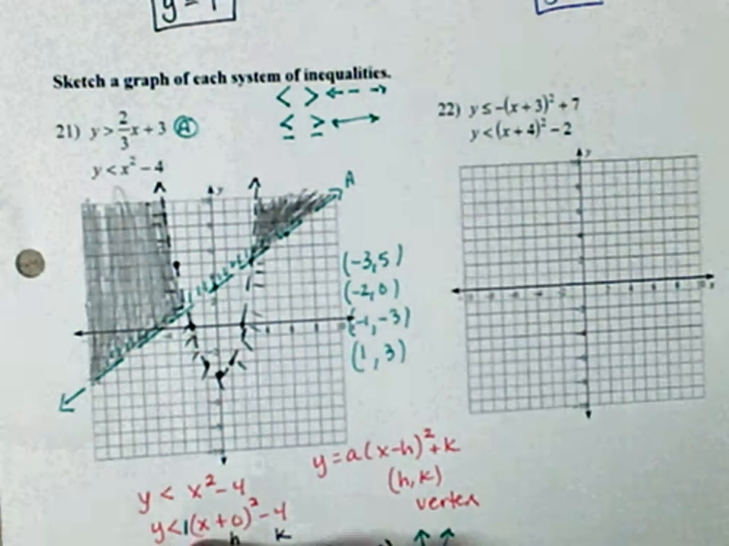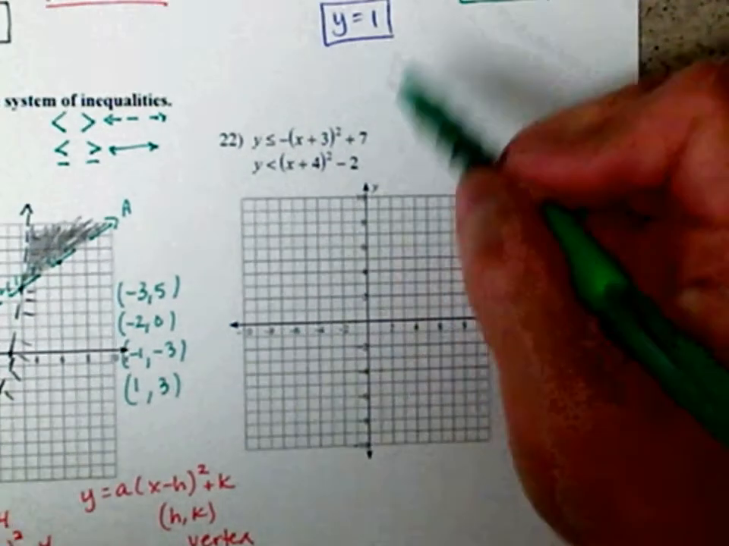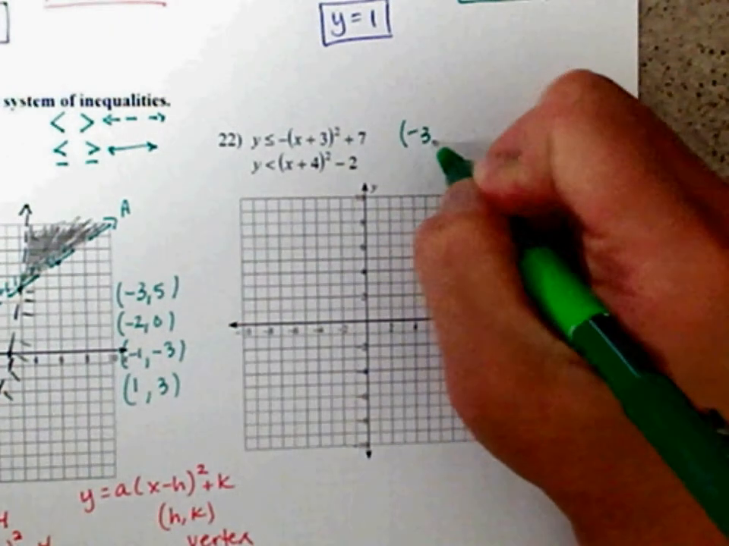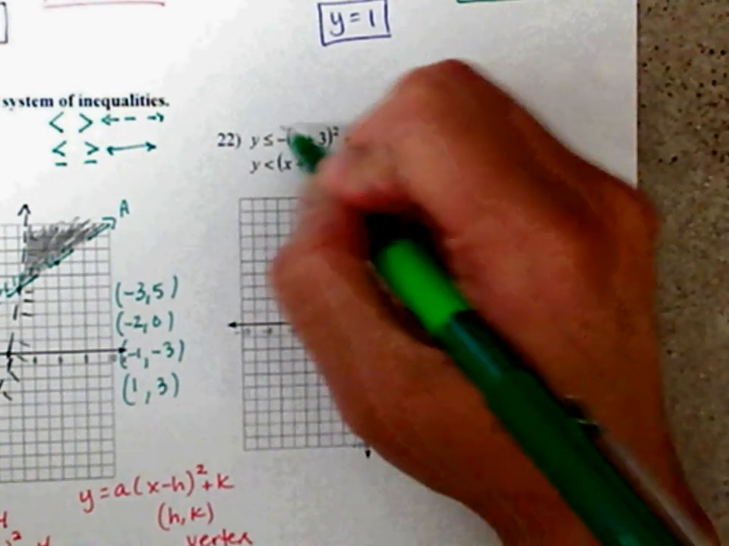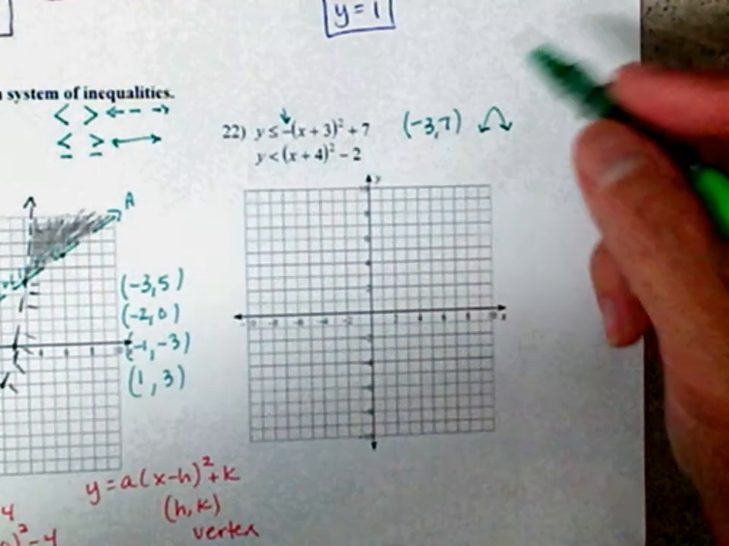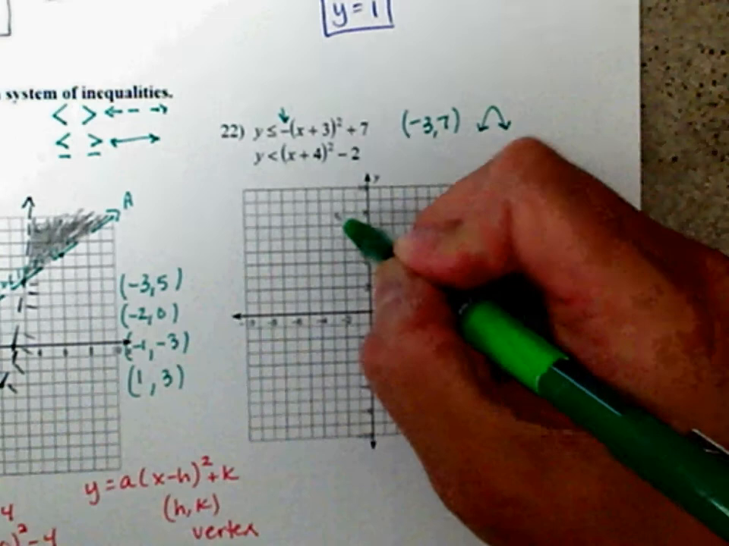So there's that one. Number 22, same thing, okay? Notice I got a square and a square. Your vertex is going to be negative 3 and 7, and I know it's going to go down. Why? Because that's your negative. Okay? So, negative 3, 7. 1, 2, 3, 7, right up here.